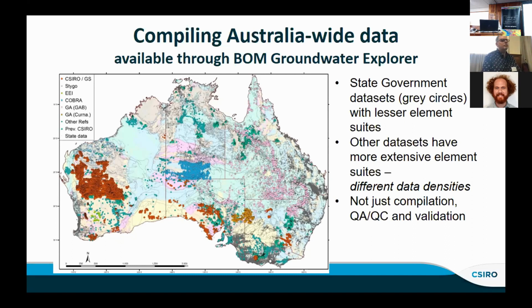CSIRO has done an excellent job by compiling all this data into one data set. And it's not just a matter of compilation, it's a matter of QA, QC, and validation to enter this. And only data that fits the criteria gets entered. Basically, they look at the cation, anion balance, the quality, the range of elements, and if it fits that criteria, it's entered.